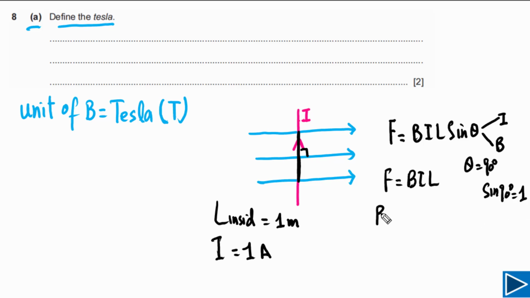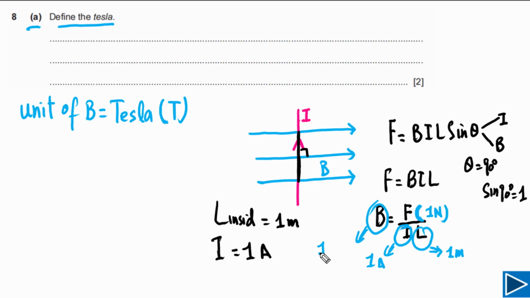Now we need to define B. So we can rearrange this: B is equal to F over I times L. Now, if I is equal to 1 ampere, and L, the length of the wire inside the magnetic field, is equal to 1 meter, and the force experienced by this wire is 1 Newton, then the magnitude of B, the magnetic flux density, will be equal to 1 T. This will be equal to 1 Tesla. And that's all we need to understand to define Tesla.